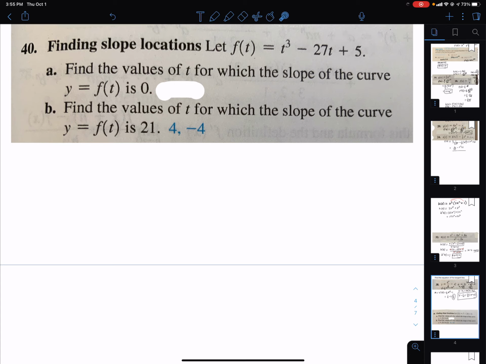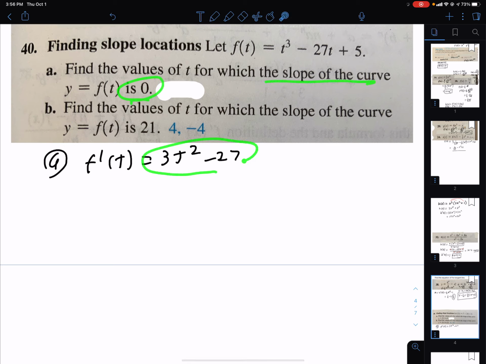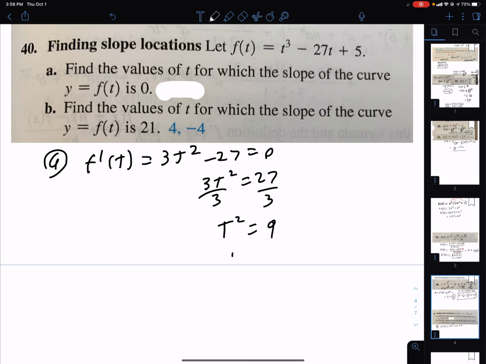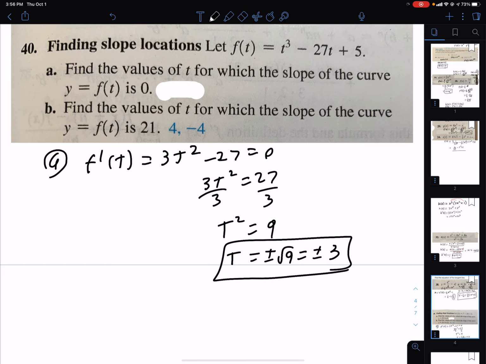Let's keep going. They want to know when the slope of the curve is 0. What tells us the slope of the curve? Rightio, the derivative. The derivative will be 3t squared minus 27. And they want to know for part A, when will the slope of the curve be 0? So basically you're saying when is the derivative equal to 0? I add 27 to both sides. I divide both sides by 3. I get 9. When I square root, I get plus or minus square root 9. So plus or minus 3 is the answer for that.